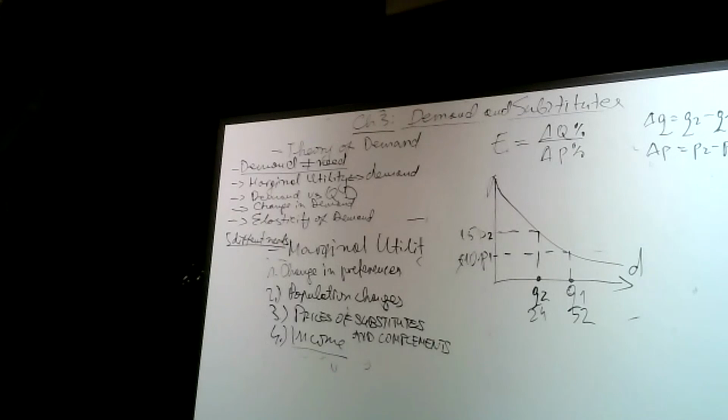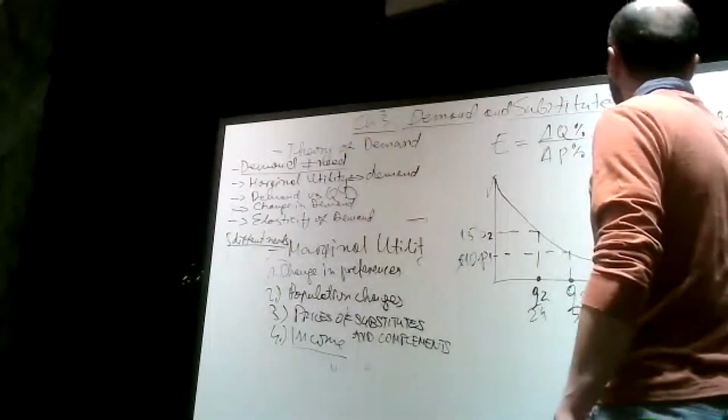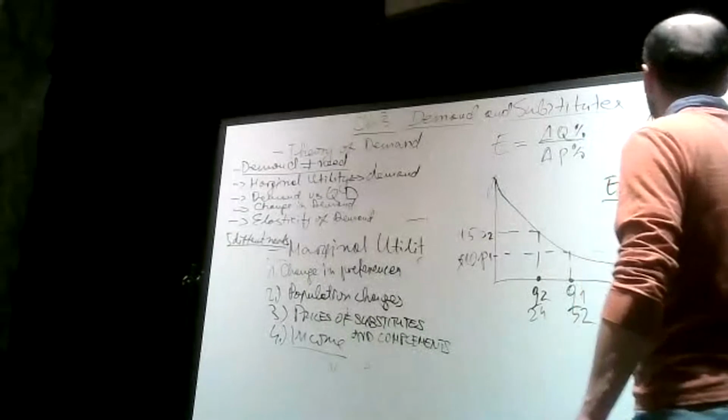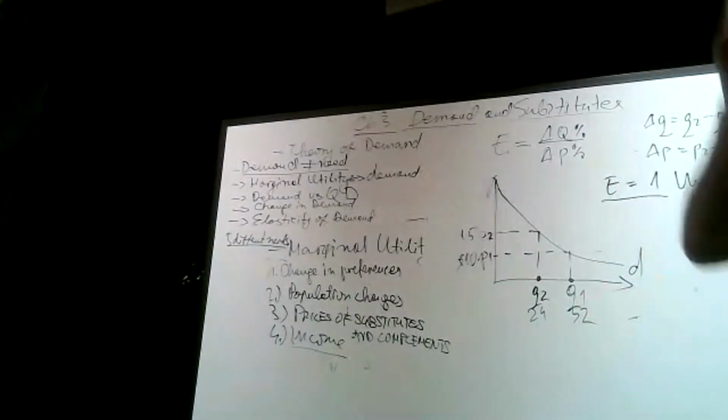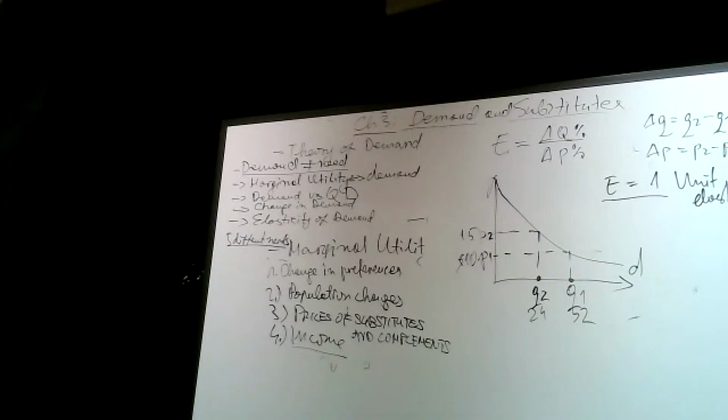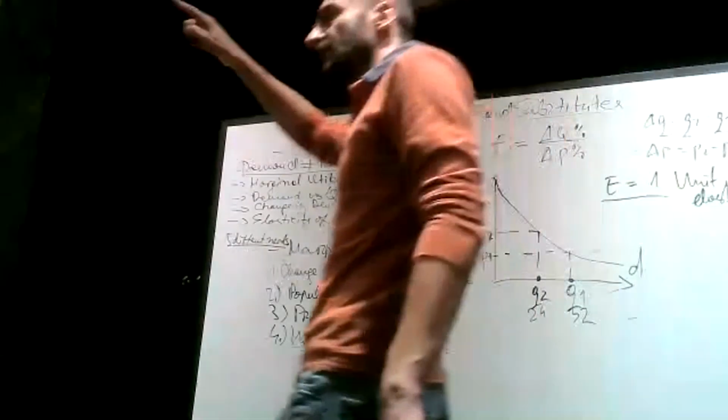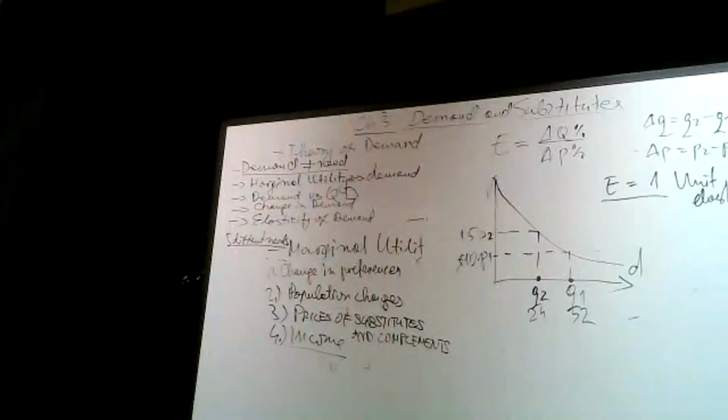So elasticity is a measure of how sensitive buyers are to the changes in price. If this elasticity is 1, we call that the unit elastic demand, which means you increase the price by 5%, quantity demanded will decline by 5%. That's called the unit elasticity. In the same percentage in which you increase the price, quantity will drop.